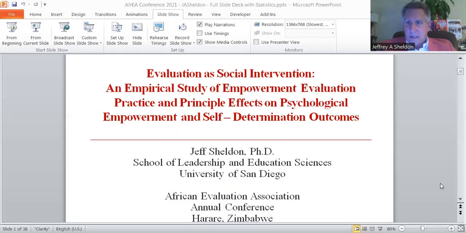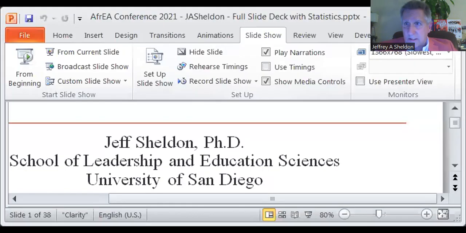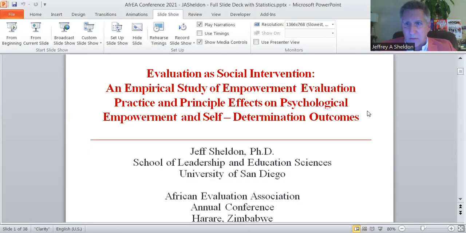Okay, so let's see if we can actually get this screen to do some sharing here. Okay, hang on a second. The screen sharing function doesn't really work all that well for some reason. And so we're going to have to go at it in this way.